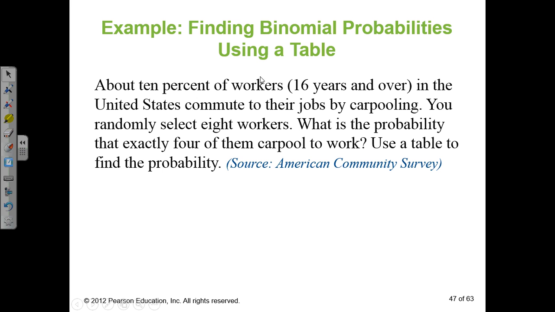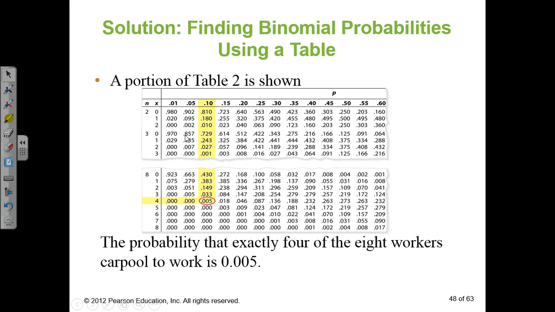If about 10% of workers in the U.S. commute to their job by carpooling, let's find the probability that exactly 4 of 8 of them do. Now there's a mistake on this slide. The probability of a success is 0.10, 10%. We look at the table, and the probabilities are listed across the top in multiples of 5, which 10% is. So we go down until we see n being 8 and x being 4. Where those two cross, it's 0.005, and that's the probability that exactly 4 of the 8 workers carpool to work.